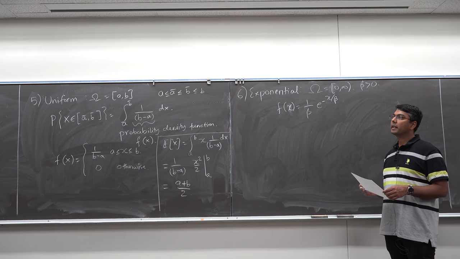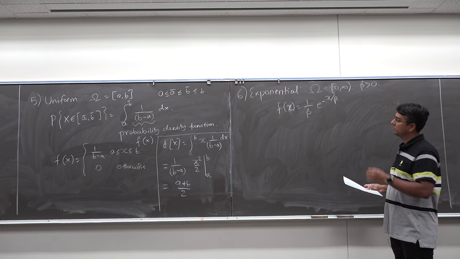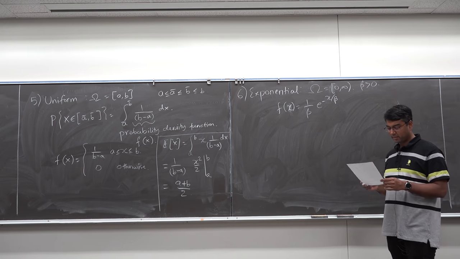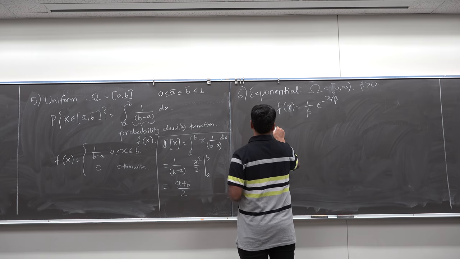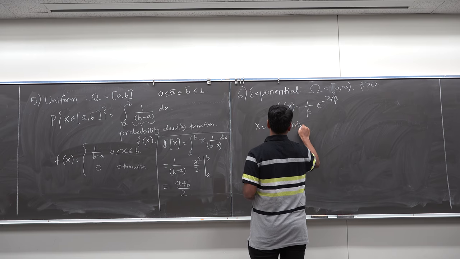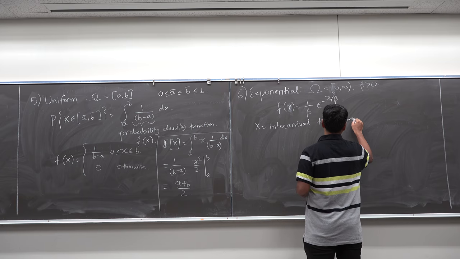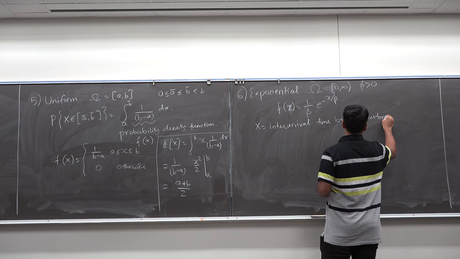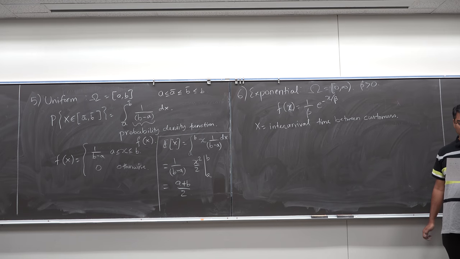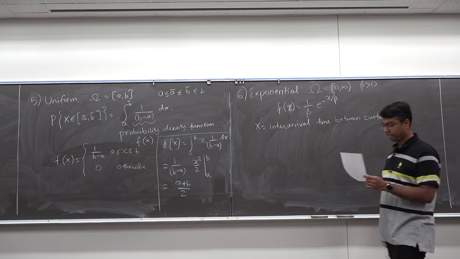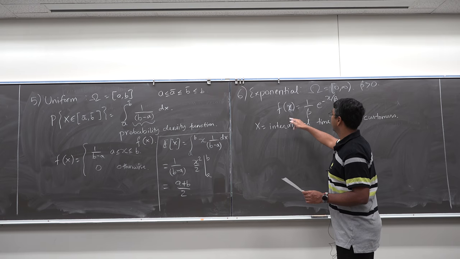I'm trying to think what other example would be exponentially distributed. Anyways, I think inter-arrival time generally, X is the inter-arrival time between customers. That is the same as the small x, right? Yeah, it's the same as the small x.